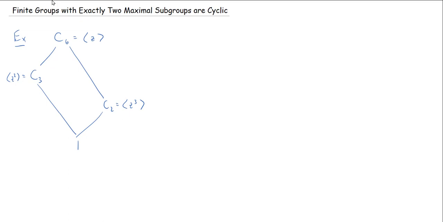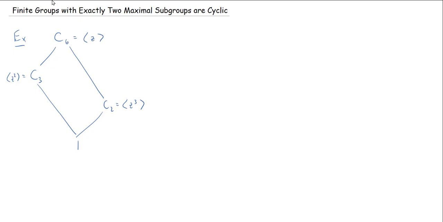So let me start with an example. Let's take the cyclic group of order 6. This might be generated, say, by some element z of order 6. If I look at z squared, I'm going to get a cyclic group of order 3 inside this group of order 6. If I look at z cubed, I'm going to get a cyclic group of order 2. And then, of course, I have the trivial subgroup at the bottom. Now, these are the only subgroups of C sub 6.